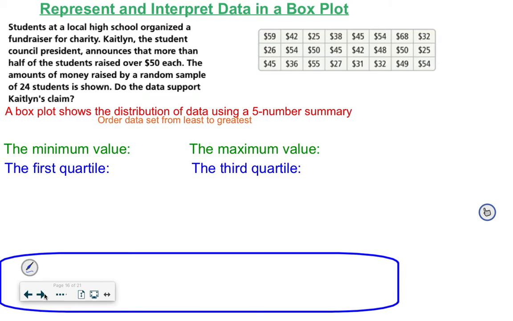Next. Now we are going to learn the last data displays, how to represent and interpret the data in a box plot. Students at a local high school organize a fundraiser for a charity. Kathleen, the student council president, announces that more than half of the students raised over $50 each. The amount of the money raised by a random sample of 24 students is shown. Do the data support Kathleen's claim?